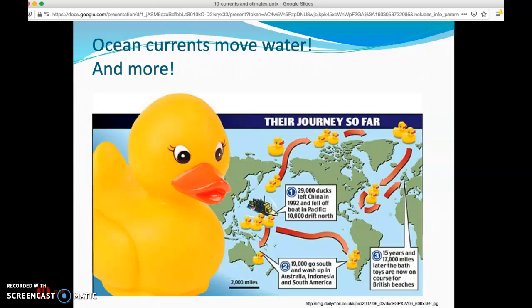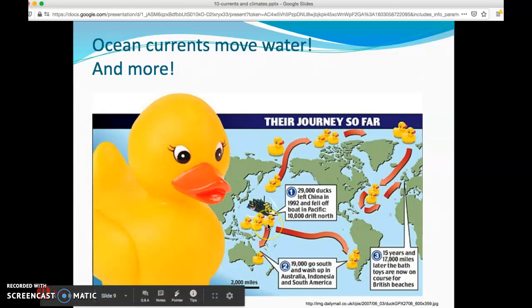10,000 drift north. Of those, so you can see here, here they go. They're off. The ship had broken down, and they fell. It wasn't on purpose, right? So this container ship dropped the ducks, and they went on their own little journey. So about 10,000 went north. The remaining went south and washed up in Australia, Indonesia, and South America.